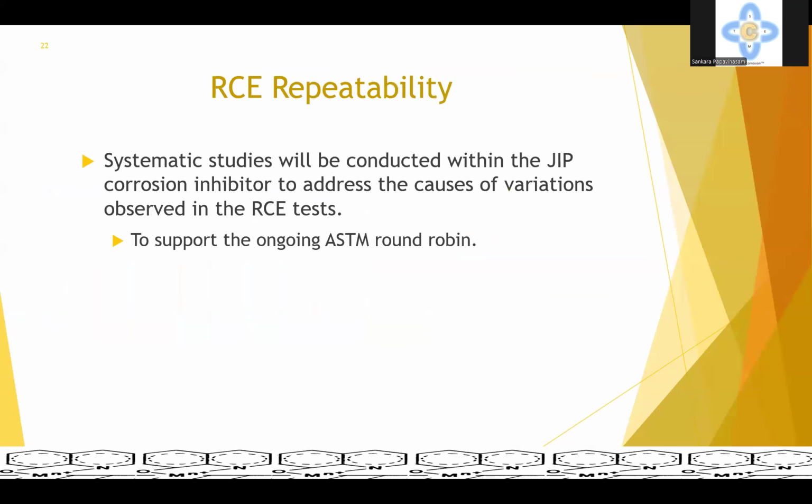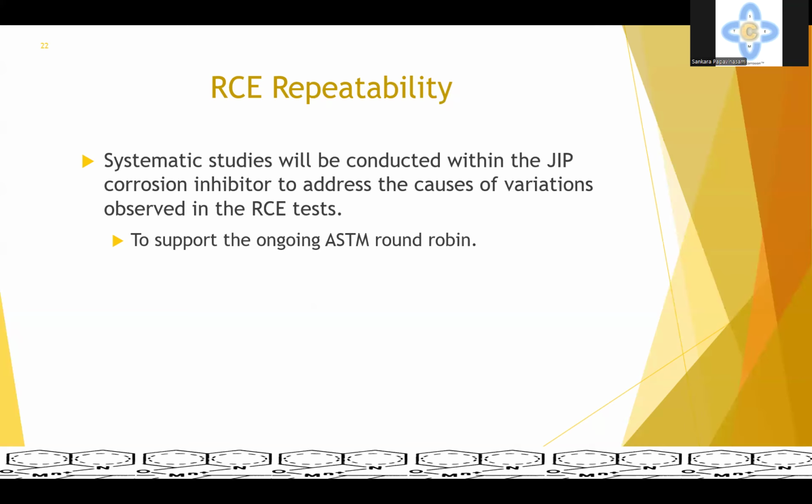So what we are going to do in our JIP is put together a very systematic study as to what are the variations that could lead to deviations, and try to address them. Again, this work will support the ongoing ASTM round robin. I should also point out that in addition to this JIP, various other laboratories, for example, Nikhil Obeshekara from Clarion, have done lots of tests and shared those data with the ASTM committee.